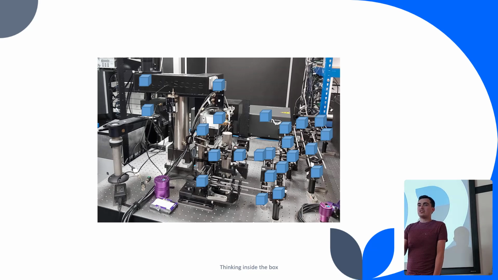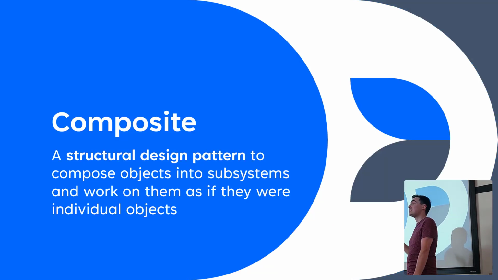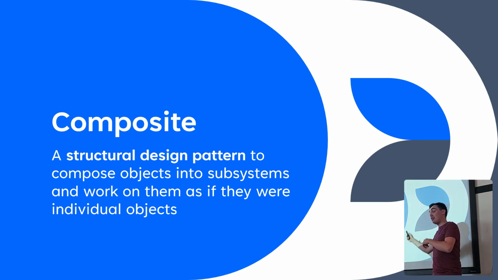To solve that challenge, I used the composite design pattern. The composite design pattern is a structural design pattern. It allows you to treat a group of objects as a single object. So compose objects into subsystems and work on them as if they were individual objects.